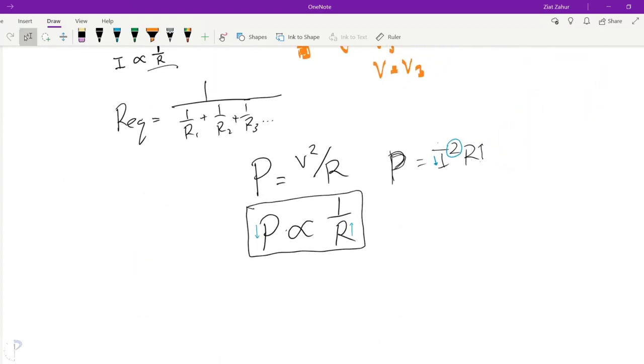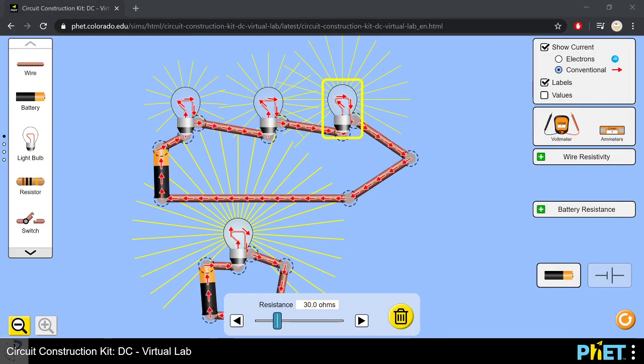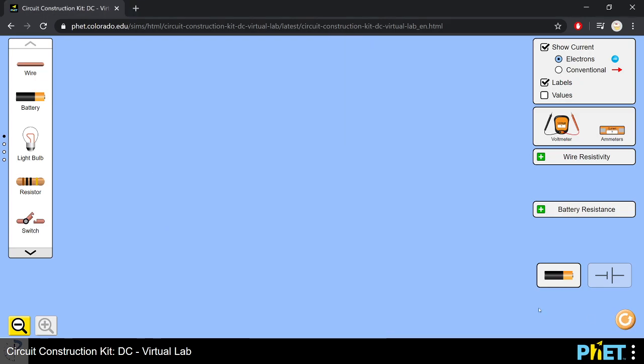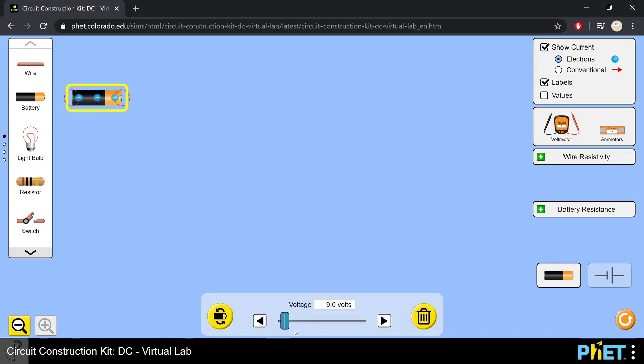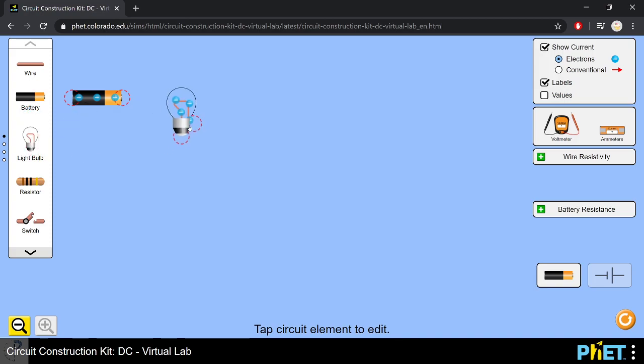Okay, so let us go back and reset all of this. Now let's create some circuits. We'll do one light bulb with, let's still use 30 volts. Can I just type? No, I can't. Darn it. 30 volts. All right, one light bulb.